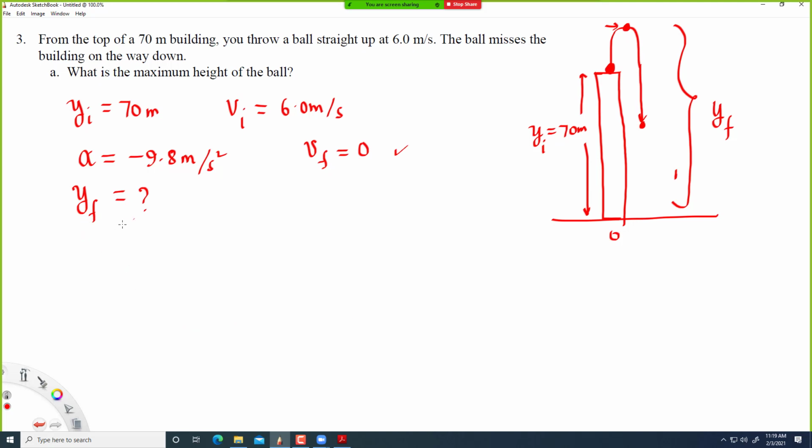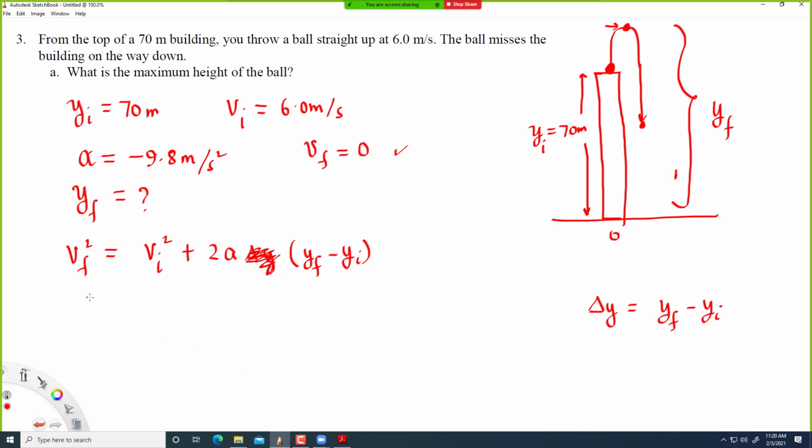So now let's use a formula that is relevant here. Out of those three, you need to decide which one is relevant. The one that has initial and final velocity is this formula. Final velocity squared is equal to initial velocity squared plus 2a delta y. Delta y, displacement, is final minus initial. So instead of writing delta y, sometimes you can just write y final minus y initial.